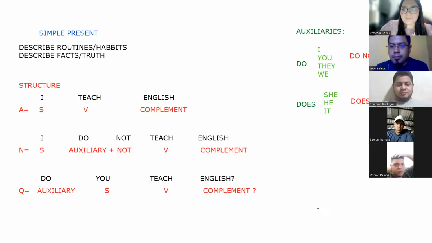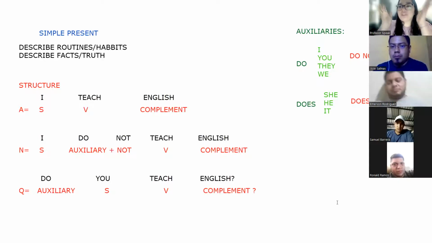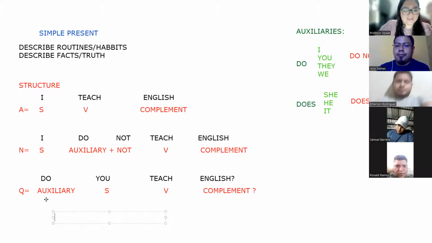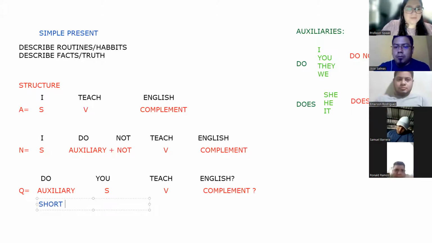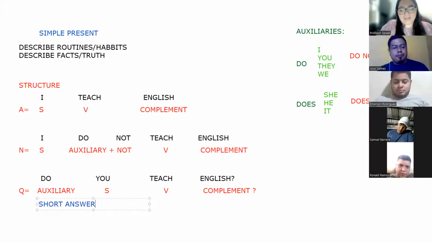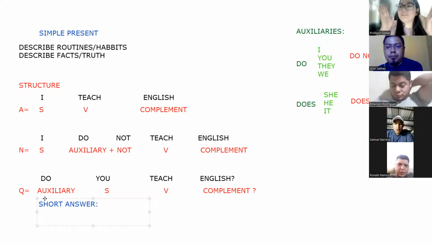Okay, so, now, we have short and we have long answers. But for the short answer, this is the short answer. La respuesta corta va a ser un sí o un no. Siempre cuando responde la pregunta que va con un auxiliar, tiene que decirme si sí o no. Primero va sí, si es afirmativa, sí. El sujeto, I, porque me está preguntando, do you teach English? Yes, I. Y el auxiliar, yes, I do.